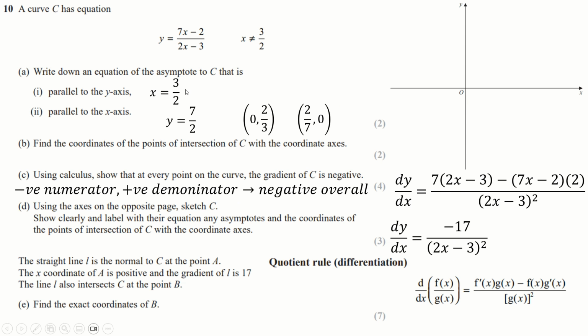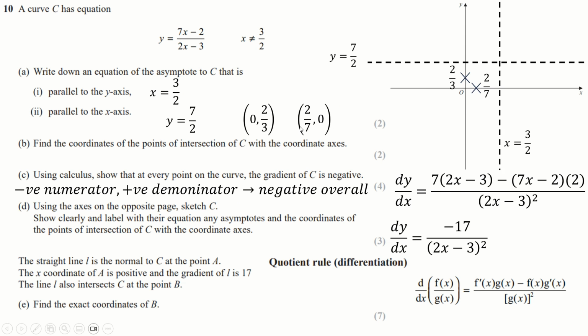Sketch this curve then. So we have asymptotes at x equals 3 over 2, y is 7 over 2. We have these two coordinates on the axis, which are here and here. And these curves always look like two C-shapes in opposite quadrants. We know it's in this quadrant because it goes through those two. So therefore, it's up here as well, and it looks a bit like this.